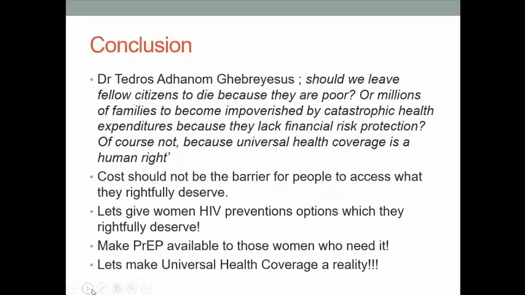Let me finish with this lovely statement from the WHO director, Dr. Tedros, in which he asks, should we leave fellow citizens to die because they are poor, or millions of families to become impoverished by catastrophic health expenditures because they lack financial risk protection? Of course not, because universal coverage is a human right. Cost should not be the barrier for people to access what they rightfully deserve. Let's give women HIV prevention options which they rightfully deserve. Let's make PrEP available to everyone, including those women who need it. And together we're going to be able to make universal coverage a reality.